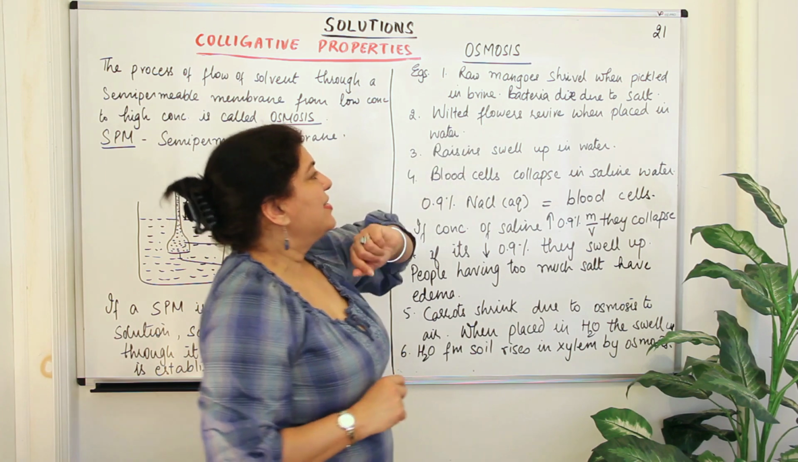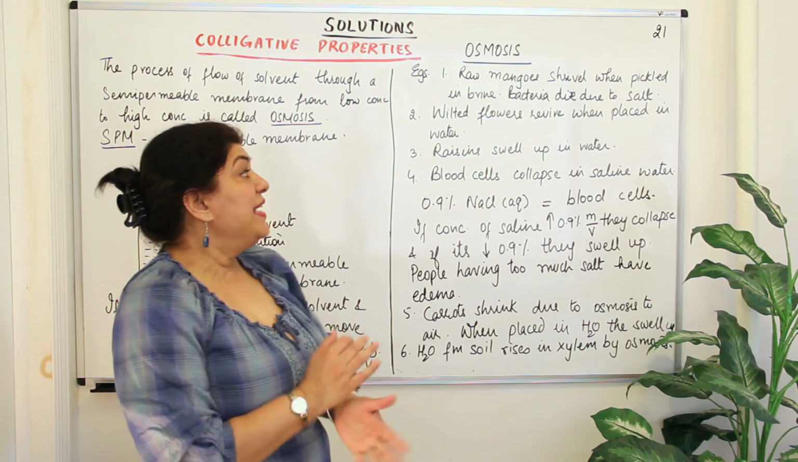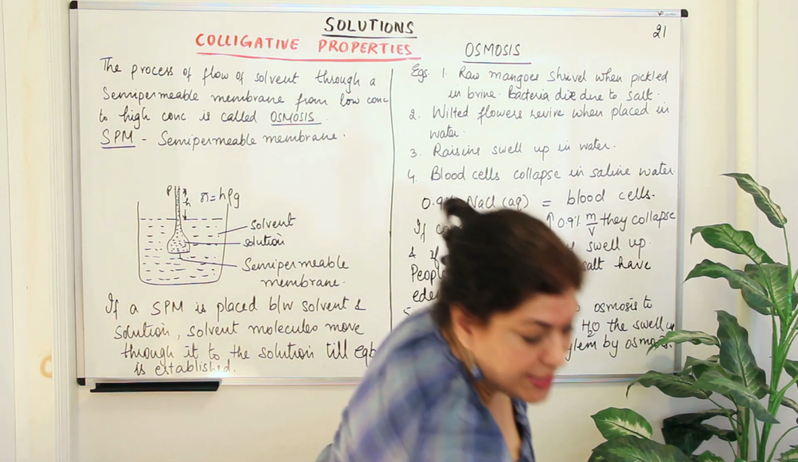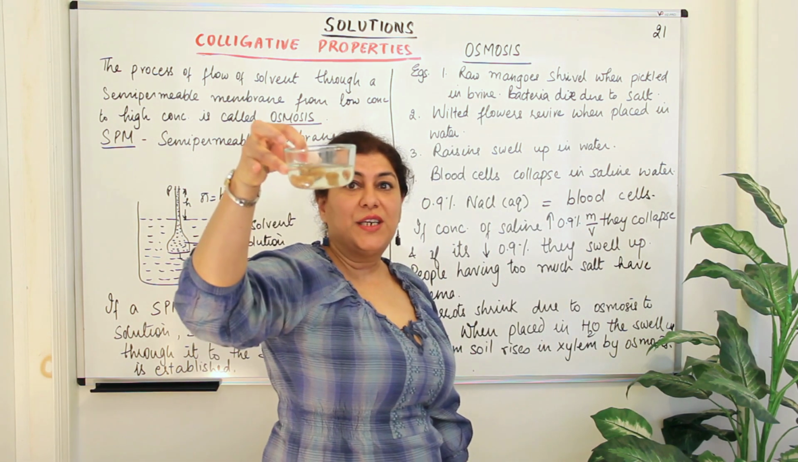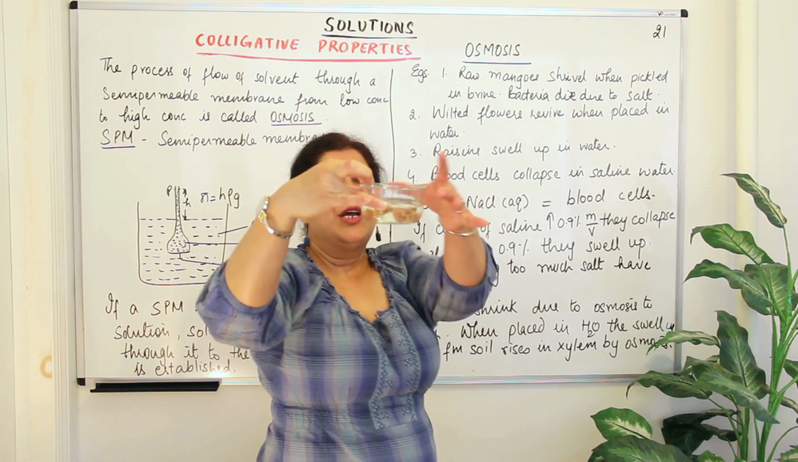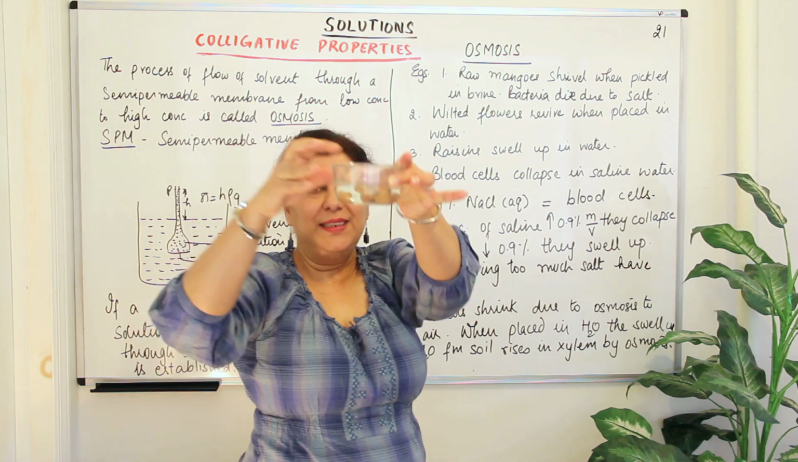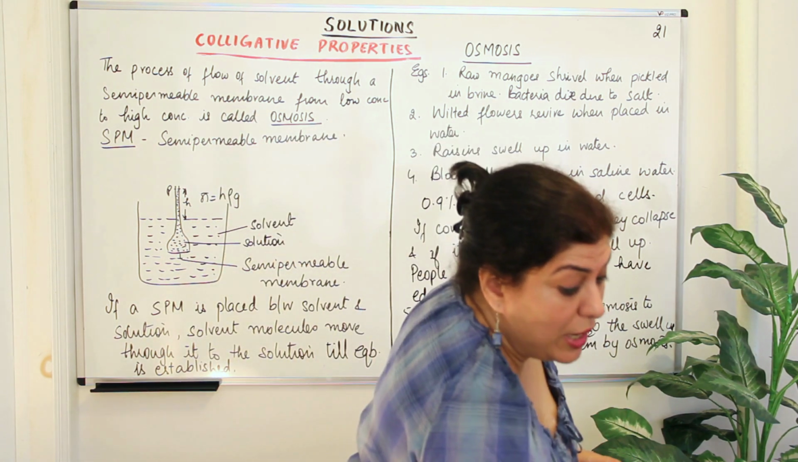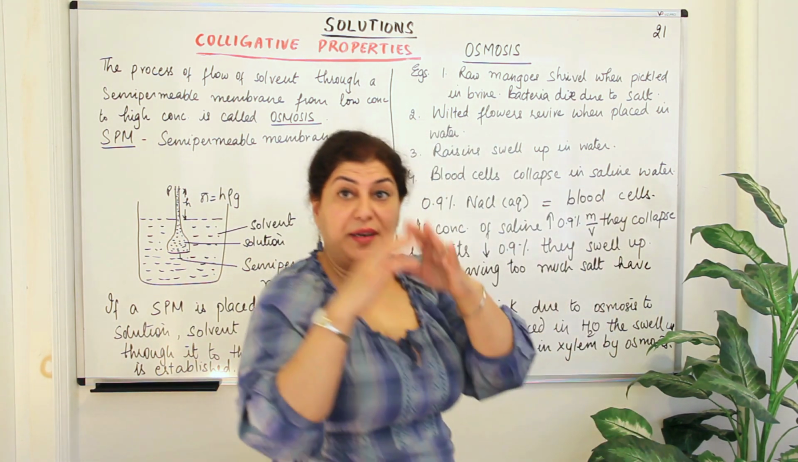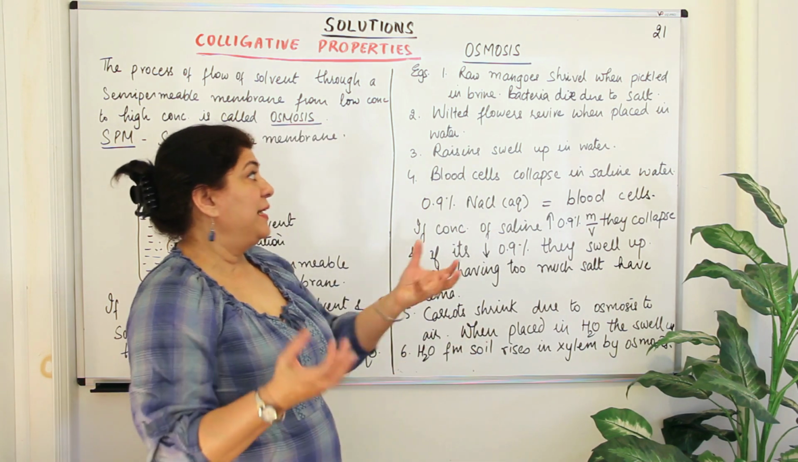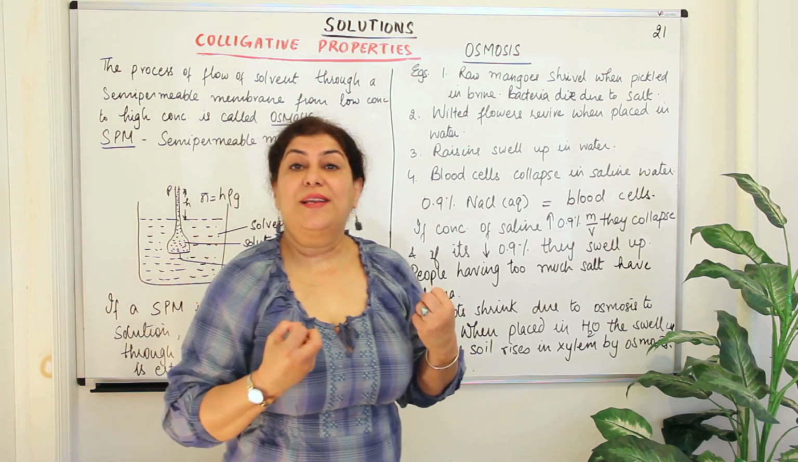Then the wilted flowers revive when you place them in water. Raisins swell up in water. I showed you this example that I put these raisins in water and they swelled up to give you almost grapes. So raisins, this also occurs due to osmosis. The membrane outside is semi-permeable and it absorbs the solvent, that is water.